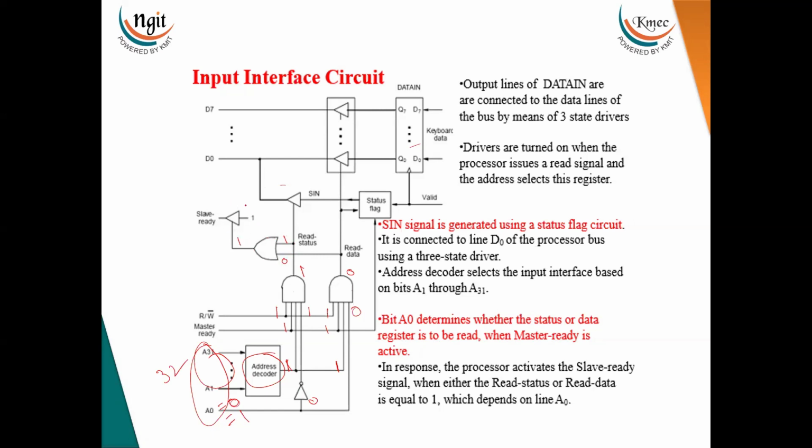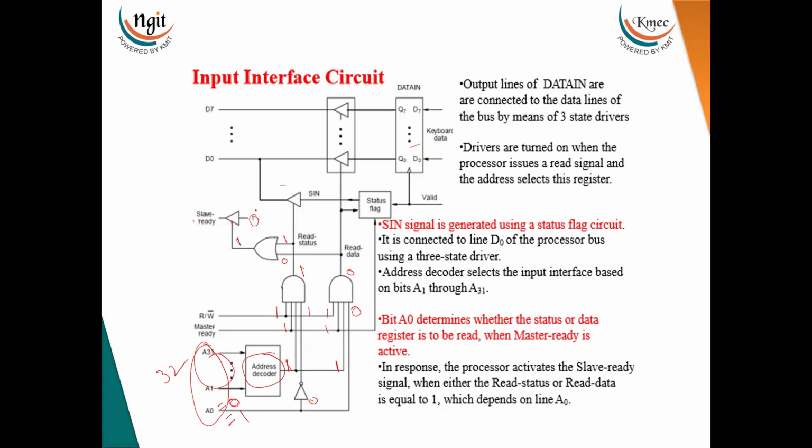Now this symbol is nothing but a buffer. A buffer means whatever input data you give, the same data will be available at the output. But this is not the normal buffer. This is the tri-state buffer, which means one more enable signal is there. Only when this bit is equal to 1 will the input data travel to the output. So the input data will appear at the output.